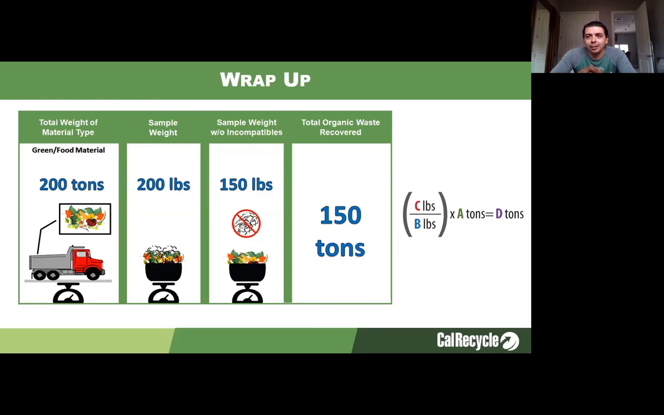So in this next section, we had you do a little bit of math. For that calculation that is required in the measurement protocol, we gave you numbers and you were supposed to put those in the calculation and then calculate the total organic waste recovered. So in this example, we have green and food waste. Looking at that equation, you have C over B times A equals D. Remember that C is your sample weight without incompatibles. You divide that by B, which is your sample weight, and you multiply it by the total weight of material for that waste type, A, and that gives us D, which is our total organic waste recovered.